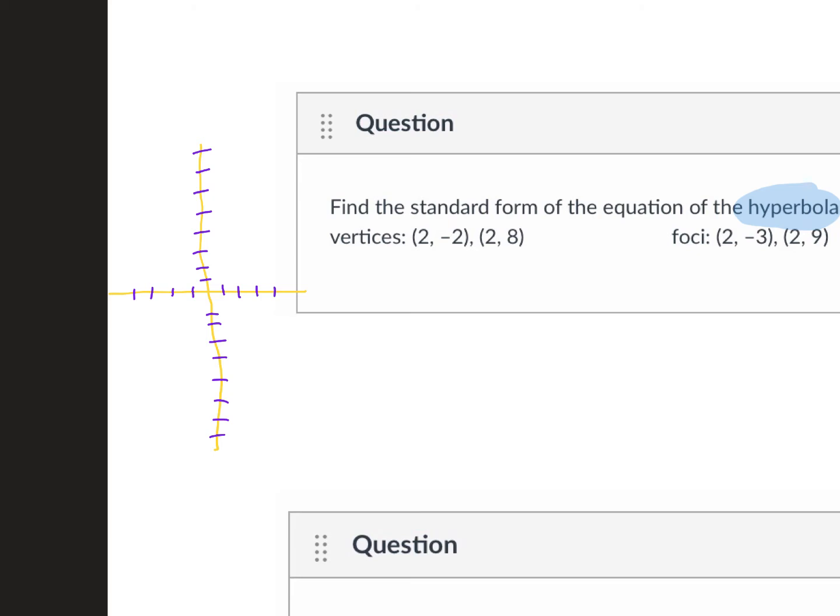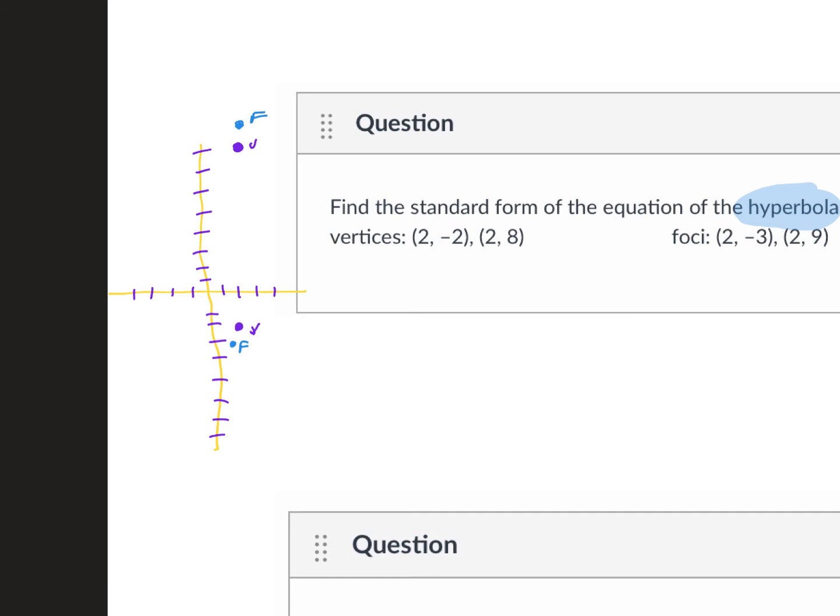All right, 2, negative 2. So 2, negative 2. And then at 2, positive 8, way up here. These are my vertices. And then my foci are at 2, negative 3. So 2, negative 3. And at 2, 9.